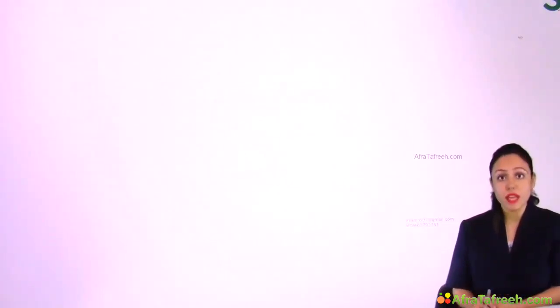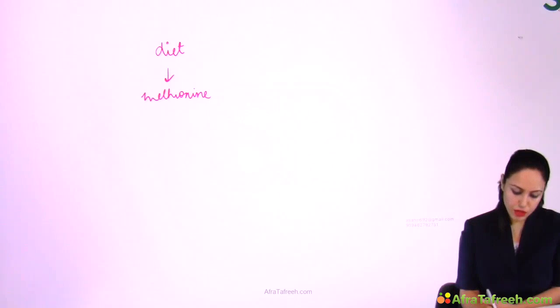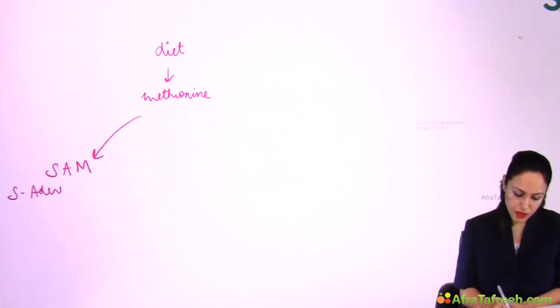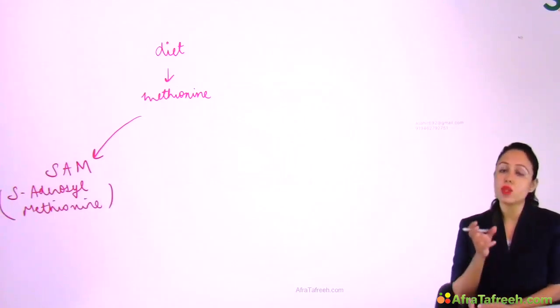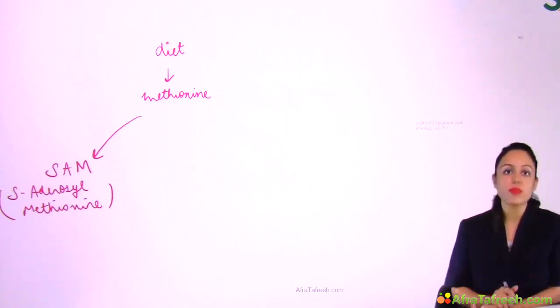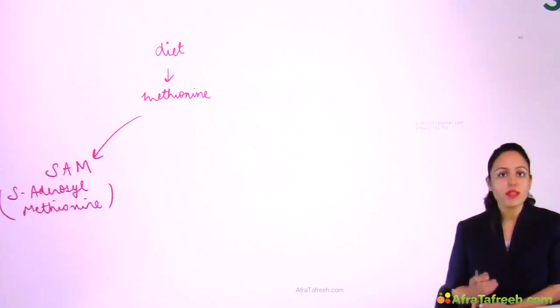So now let's make methionine homocysteine cycle. So I am saying methionine is essential. So from diet we are getting methionine, right? Then methionine gets converted to S-adenosyl methionine. You can see here the name is very clear that we are adding adenosyl group here, and on the sulfur adenosyl group is attached here. That's why the name S-adenosyl methionine.